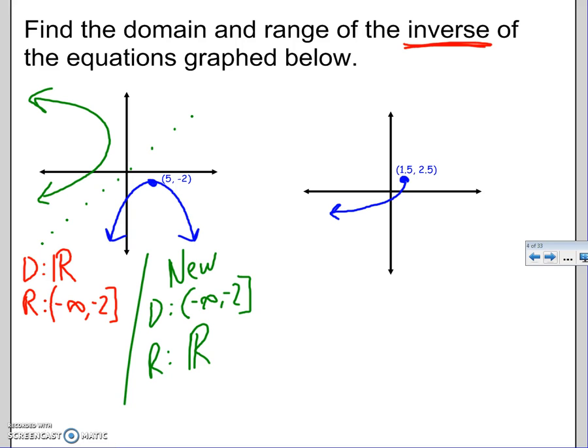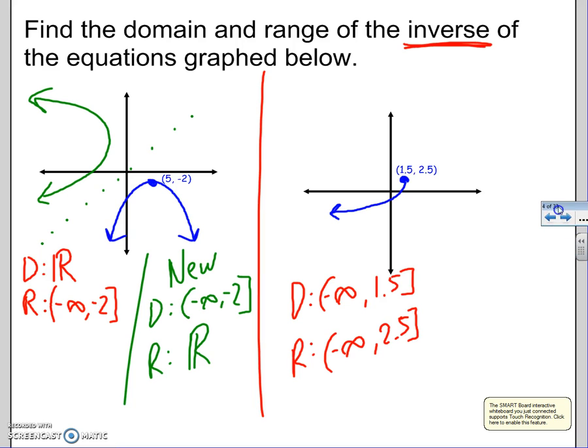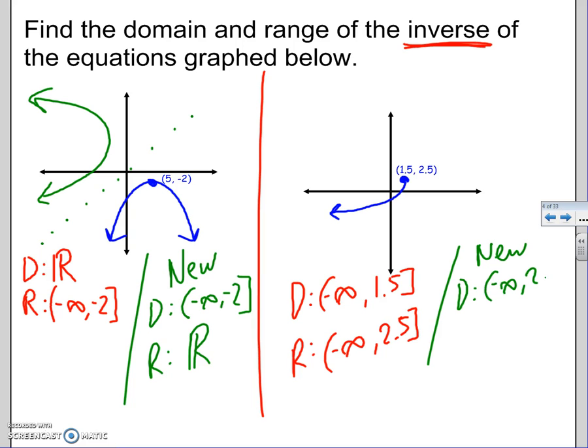All right, this one, same idea. We find the original domain and range. It goes left forever, all the way to 1.5 to the right. The range, it goes down forever, and it goes up to 2.5. However, that's of the picture graphed. We want the new one, the inverse. So you just flip it. So the new domain would be our old range, negative infinity to 2.5. And our new range is the old domain, negative infinity to 1.5.